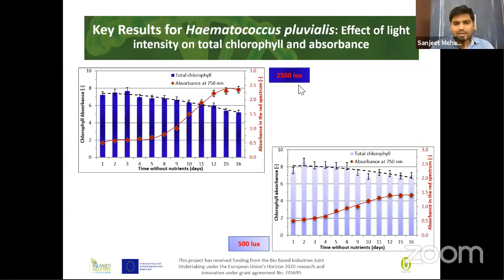So the higher stress condition induced the absorbance in the red spectrum, while with the less stress condition, we found that chlorophyll absorbance decreased very slightly as compared to higher stress conditions, while the absorbance in the red spectrum was very low as compared to the higher stress conditions.